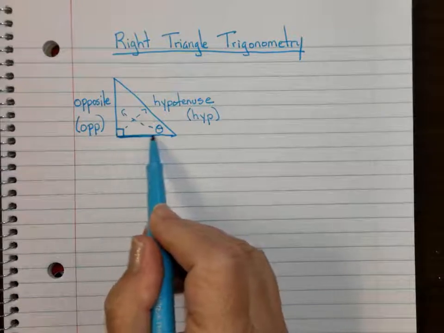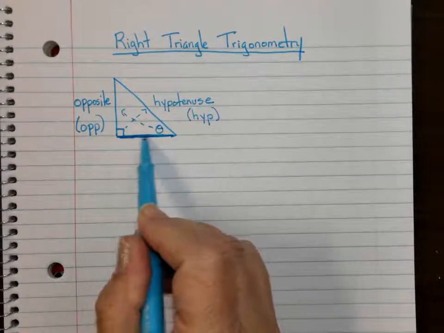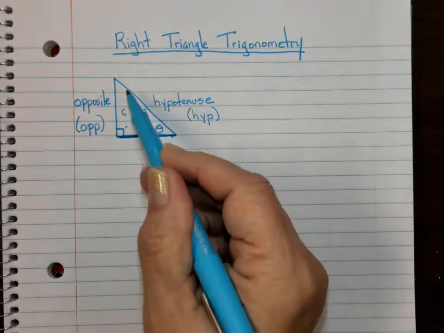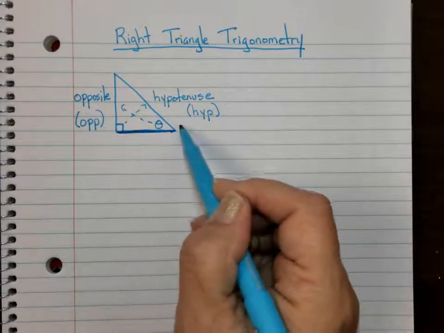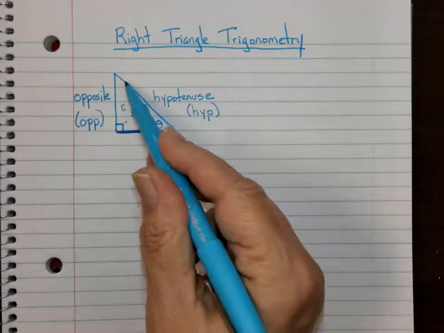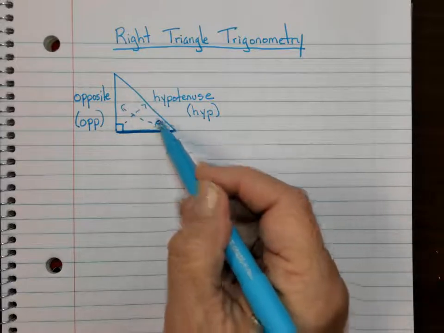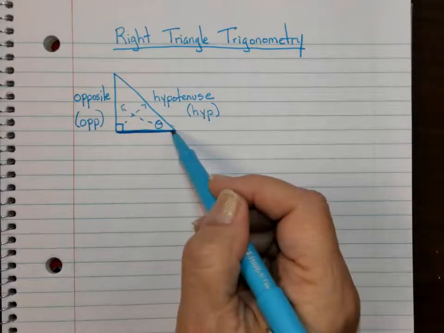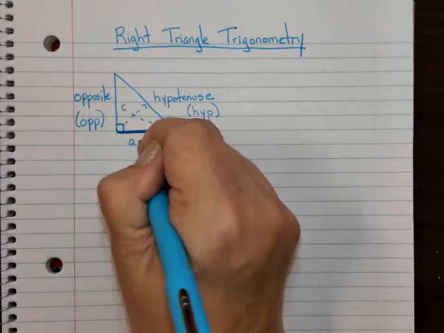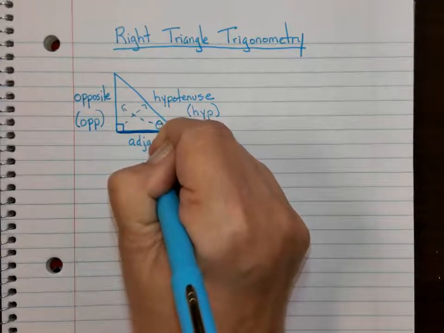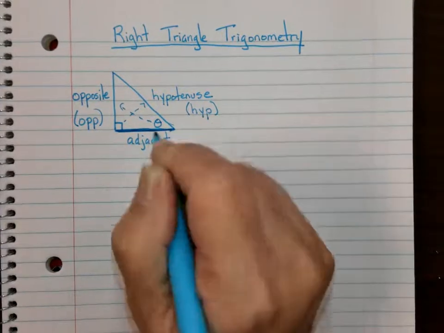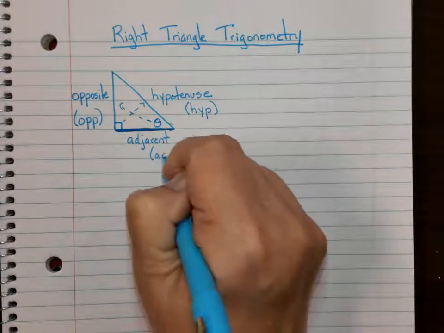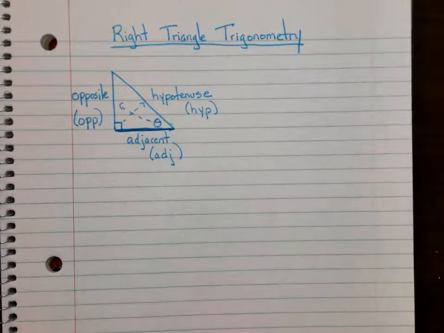And then this side that is next to theta, so notice it is forming the angle of theta, but it's not the hypotenuse. So the non-hypotenuse ray of angle theta is adjacent. The word adjacent means next to. And we will abbreviate that ADJ.